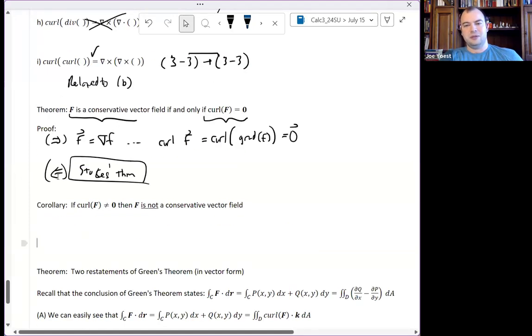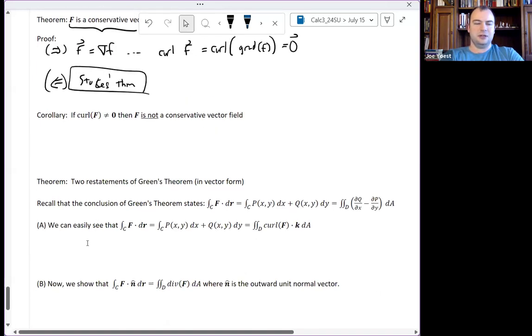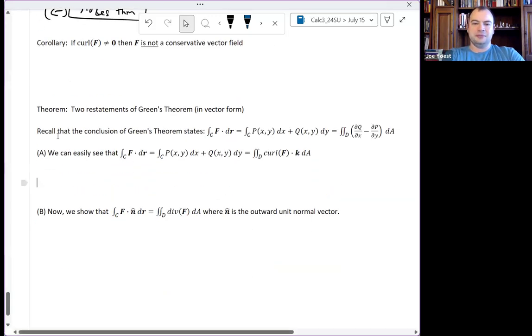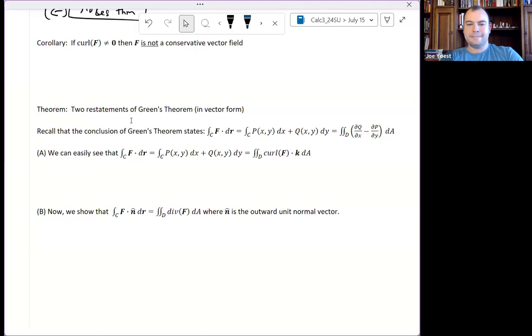So the other direction can be proved by Stokes' theorem, and if we have time in the lecture, we'll point out how that would come about. It would look fairly similar to the Green's theorem example. Okay, and then the last little topic here, we have two restatements of Green's theorem in vector form. These will make it look a little bit more like the Stokes and Divergence theorem that it's related to coming up here.